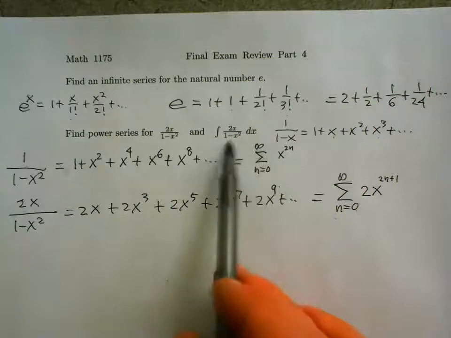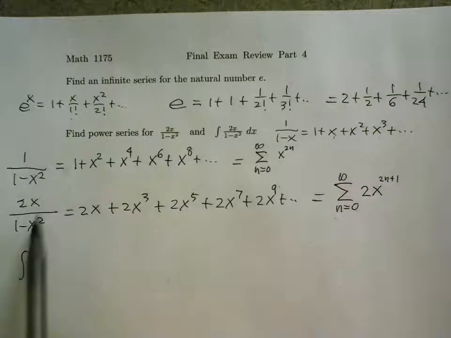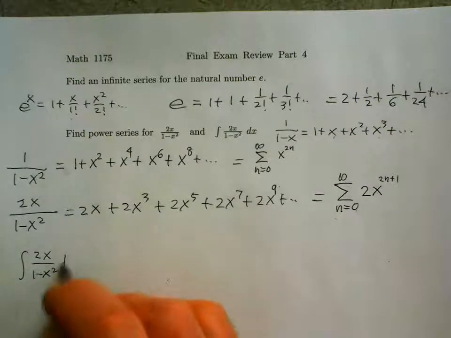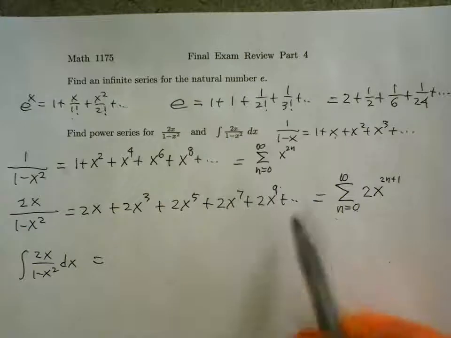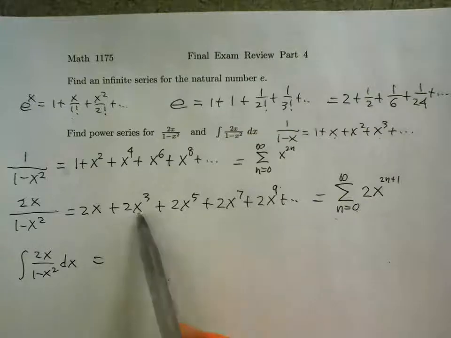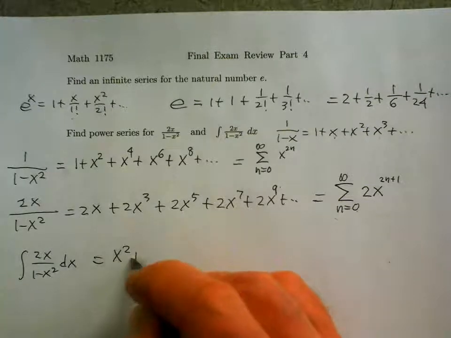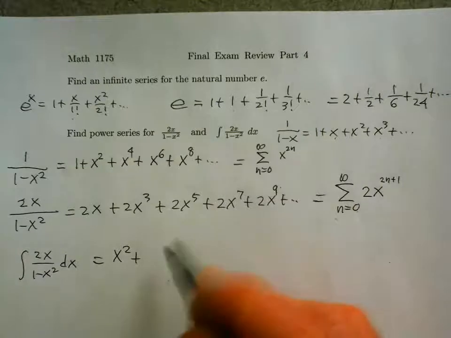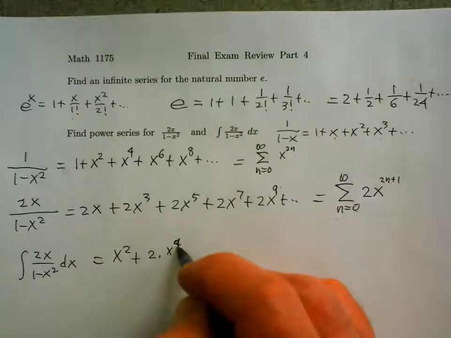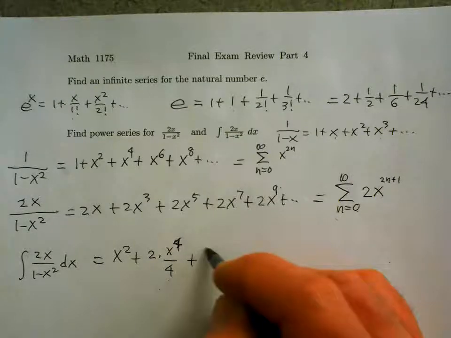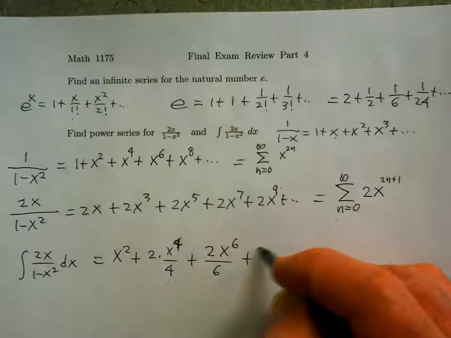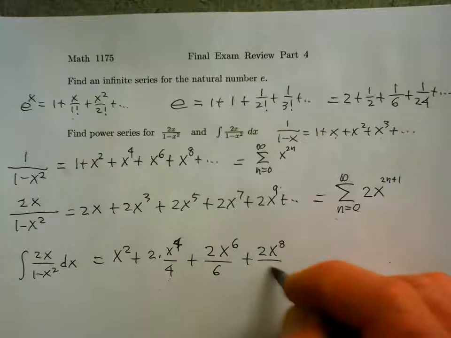And then finally, the power series for the integral of 2x over 1 minus x squared. We just find antiderivatives term by term of the series above, so we get x squared and then 2 times x to the third, or x to the fourth over 4, plus 2 times x to the 6th over 6, plus 2 times x to the 8th over 8, and so on.